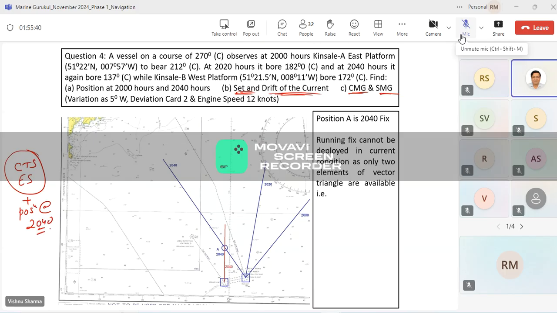Okay. Now, what do I see in this plot? My 3 staggered PLs are intersecting at one point. If they are intersecting at one point, can I get the CMG by use of the 3-point bearing? Yes or no? Yes, sir. What is the duration? 20 minutes. 20 minutes. 1:1.